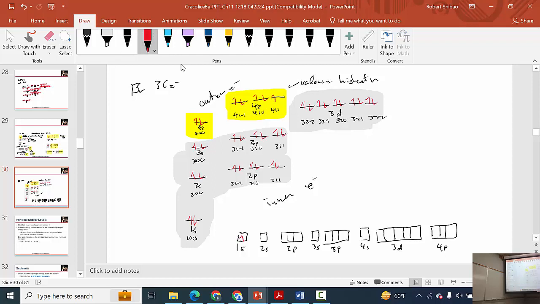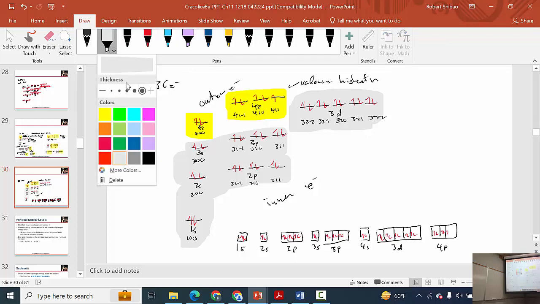And then 3 boxes for the 4p. And then we fill these with electrons. So the 1s is filled, the 2s is filled, the 2p is filled. These are subshells. The 2p subshell, 3s subshell is filled, the 3p subshell is filled. The 4s subshell is filled. The 3d subshell is also filled. But the 4p is not. The 4p subshell is 1 electron short of filling. And so that's what we have here.